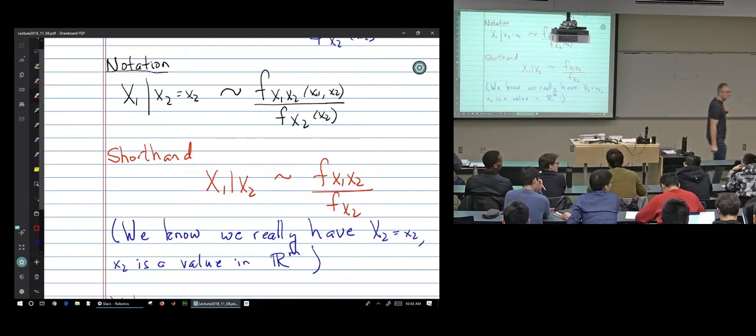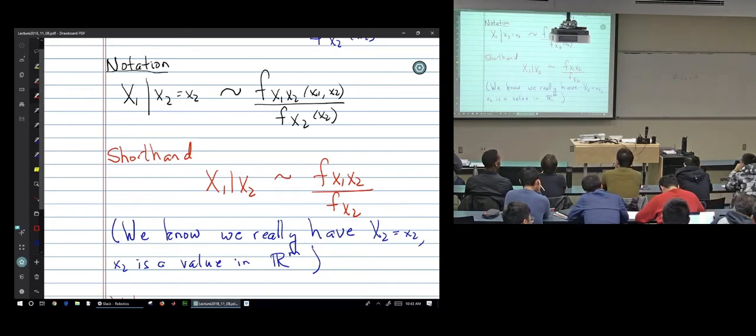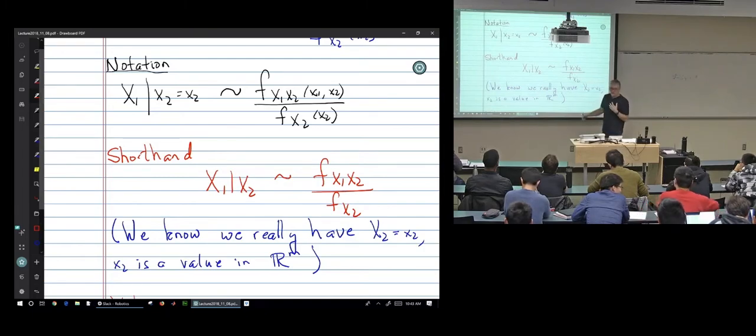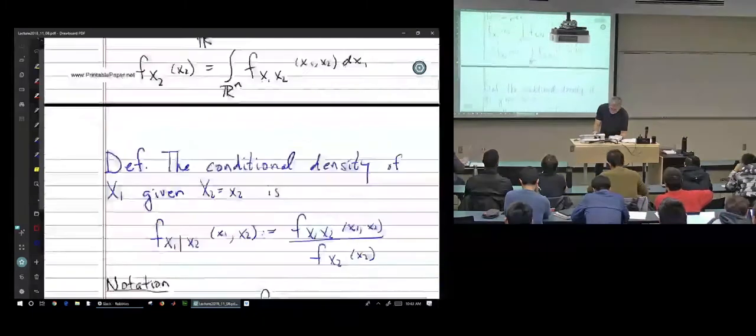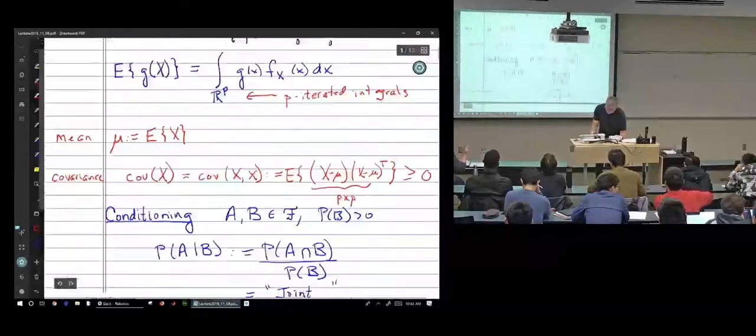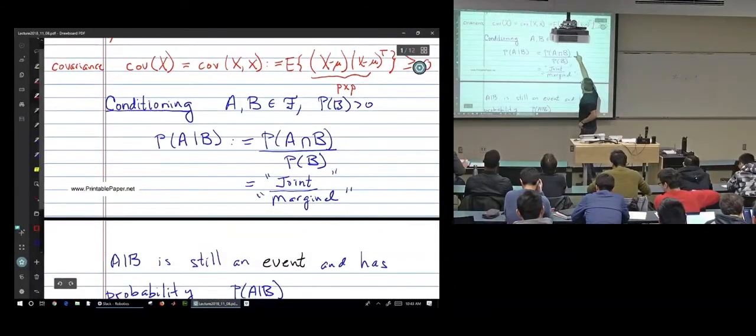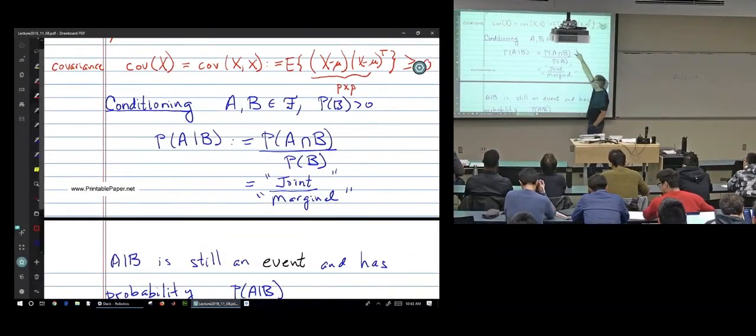Yes? Are you always dividing by the rest? Right, always dividing by. So if that were 0, there'd be a problem, right? Yeah, so it has to be. So that's the whole idea. Just like when we define the conditional probability of A given B, if the probability of B is 0, this makes no sense. So you need that.